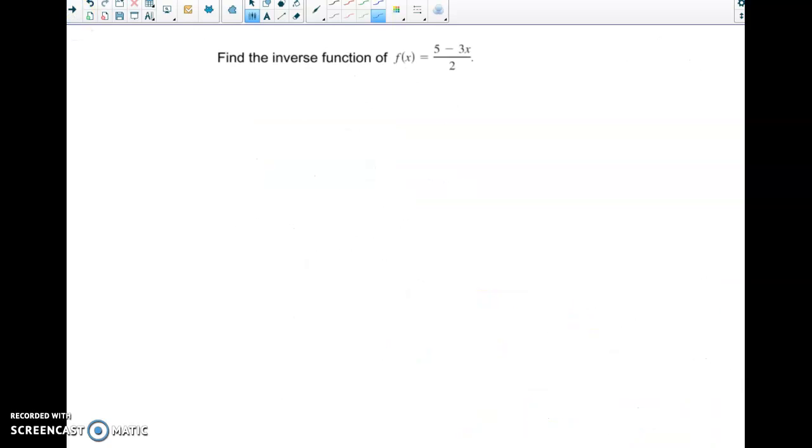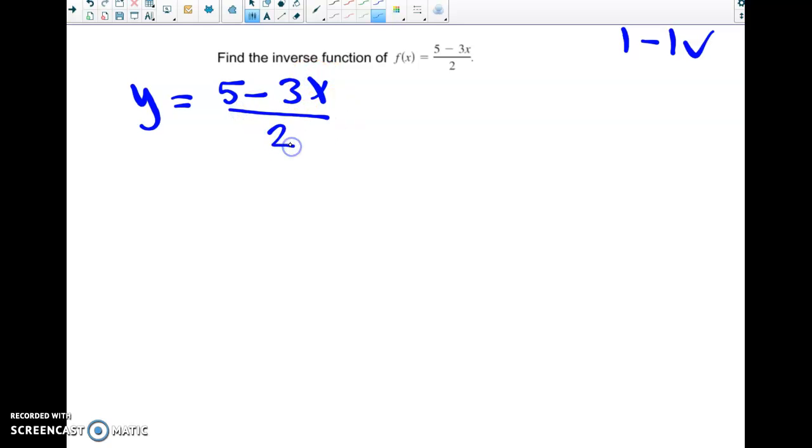We're finding the inverse of this function. So this is a line. It doesn't look like a line, but this is a line with 2 as the denominator. So it is 1 to 1. So now change f of x to be y. Next step, what would the next step be? If you said replace x and y, you are correct. So x equals 5 minus 3y over 2.